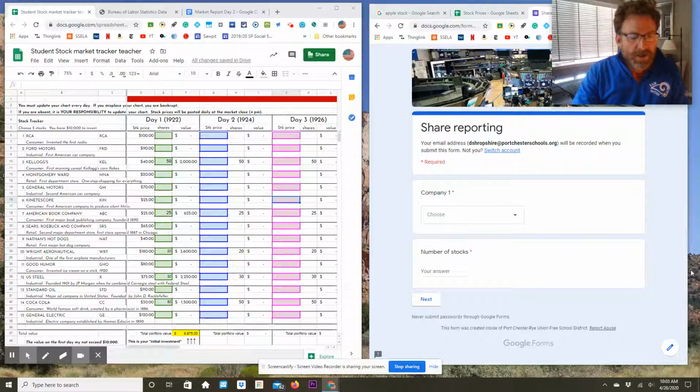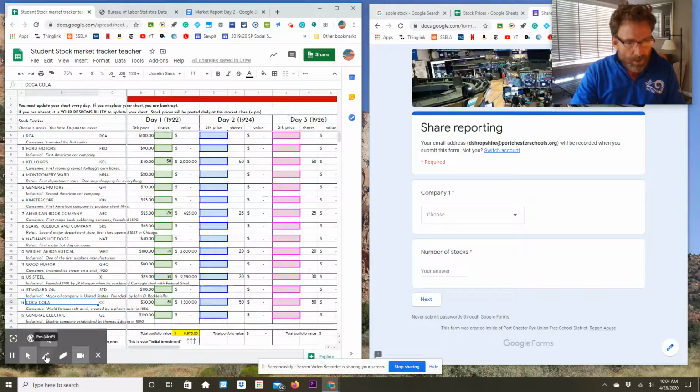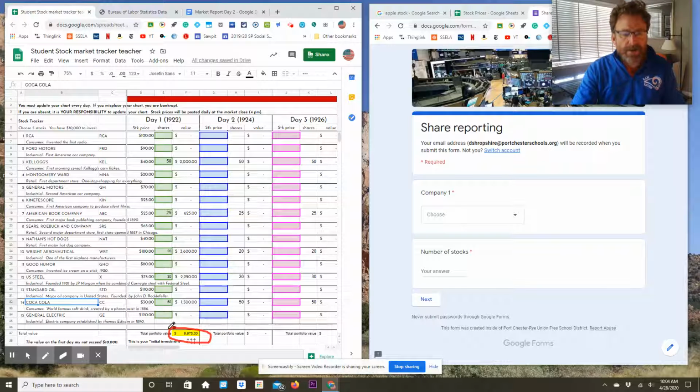So this is my sheet from yesterday. You see, this is what I bought yesterday. I bought 50 Kellogg's at 50. I bought 25 American Books, 20 Wright Aeronautical, 30 U.S. Steels, and 50 Coca-Colas. The total portfolio value down here, $99.75.